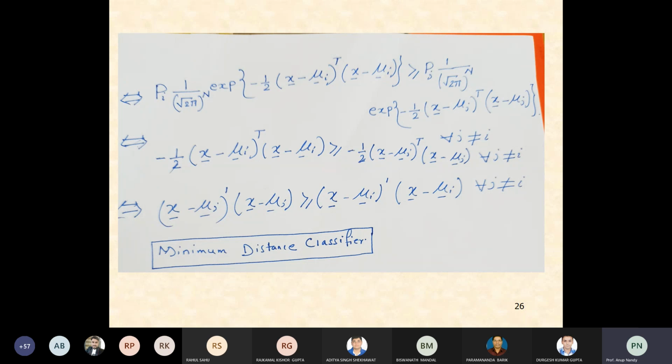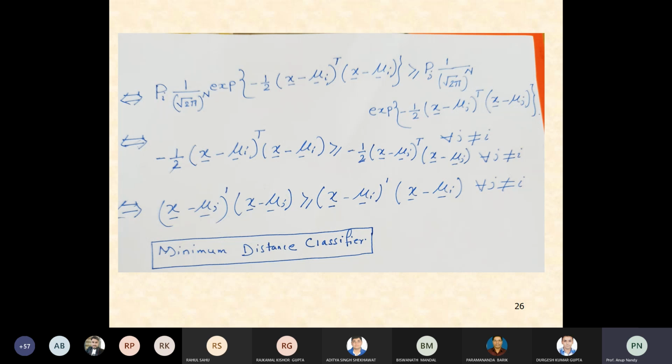So that's why we are taking this logarithm function, and it is also a monotonically increasing function. So we are taking this log if and only if minus half (xi minus mu i) transpose (xi minus mu i) is greater than or equal to minus half (xi minus mu j) transpose (xi minus mu j) for all j not equal to i.